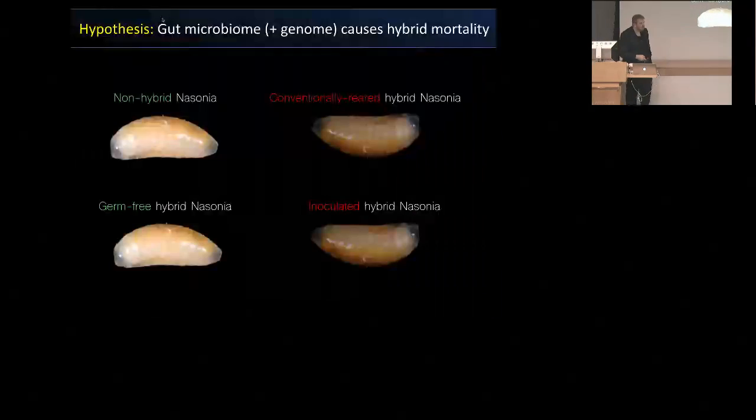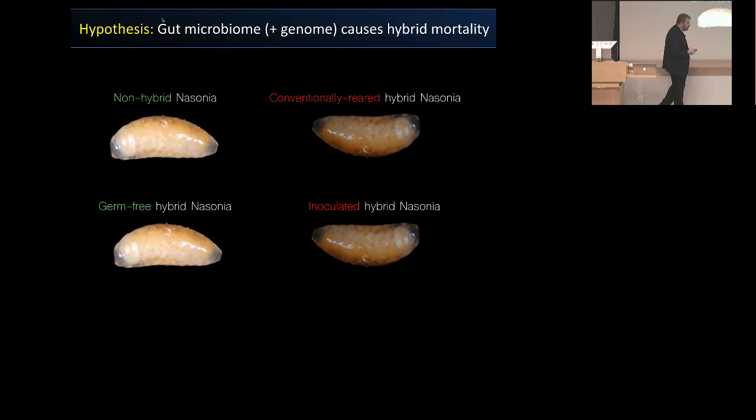All right, so the low-hanging causal experiment to do here is, are the microbes causing this particular mortality? If they are, non-hybrid Nasonia will live. Of course, that's what happens. A conventionally reared hybrid Nasonia will die. A germ-free hybrid, where we eliminate the microbiome, if the microbes cause the mortality, should live. So we essentially should rescue these hybrid genotypes that would otherwise die. And then finally, the inoculated hybrid Nasonia, if we put bacteria back into these germ-free hybrids, will die.